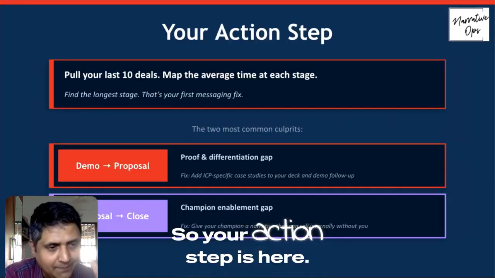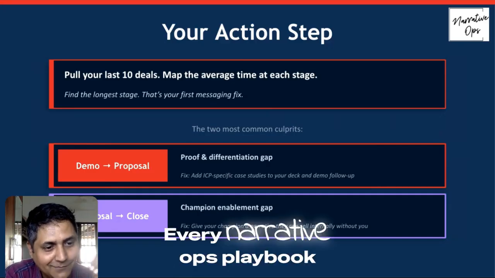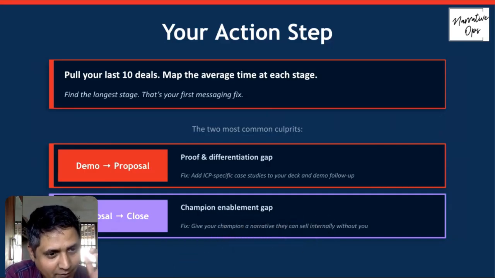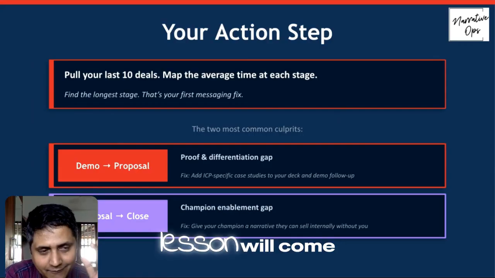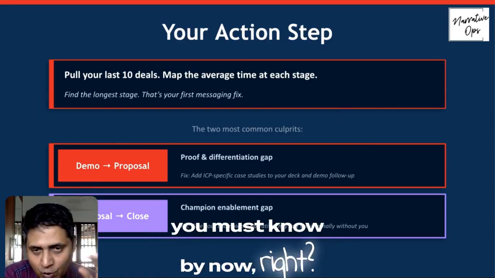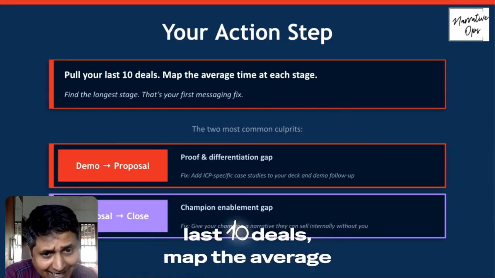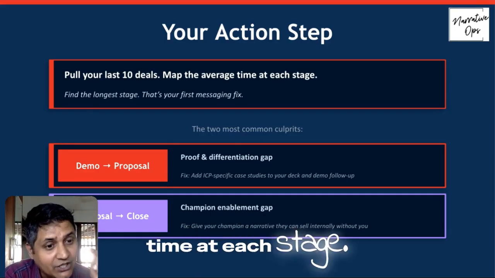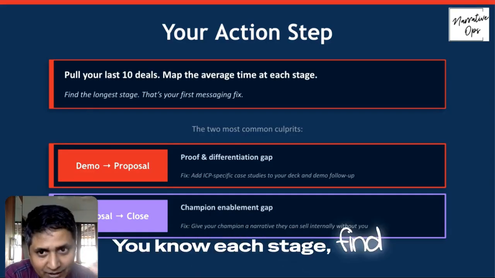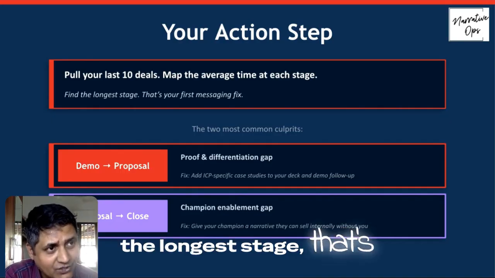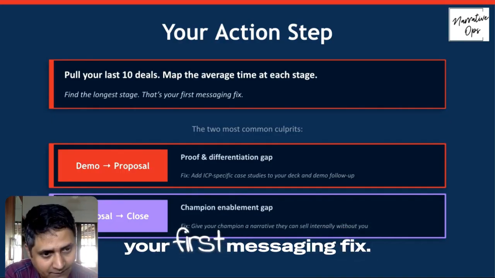So your action step is here. Every Narrative Ops Playbook lesson will come with an action step. You must know by now, right? Your action step: pull your last 10 deals. Map the average time at each stage. Each stage. Find the longest stage. That's your first messaging fix.